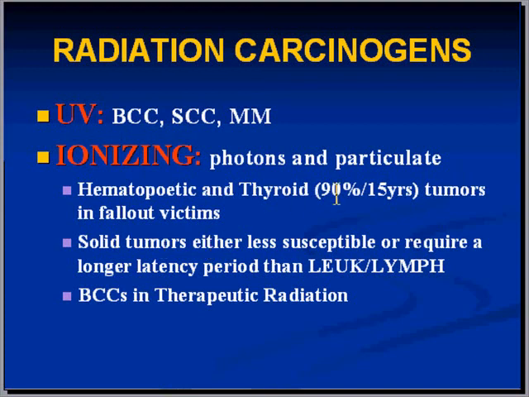As many as 90% of the people exposed to I-131 after a fallout, fallout victims in Hiroshima, developed thyroid tumors within 15 years. And for some reason, ionizing radiation seems to affect more the hematopoietic tumors, causing hematopoietic tumors like lymphomas and leukemias rather than non-hematopoietic tumors. It seems like the non-hematopoietic tumors are either less susceptible to radiation or require a longer latency period.